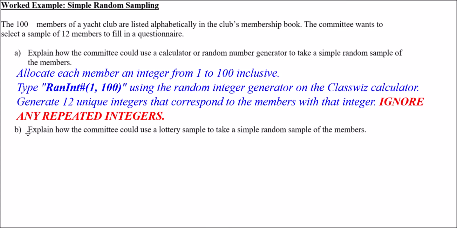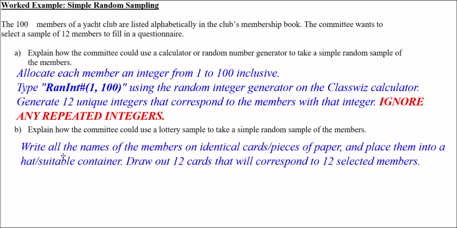Part B, explain how the committee could use a lottery sample to take a simple random sample. Similar idea, just without using a calculator. Rewind 100 years, if you didn't have a calculator, how could we get a similar result? We could write all the names of the members on identical cards or pieces of paper and place them into a hat or some sort of suitable container. I mean, who has a top hat now anyway? Then draw out 12 cards, and those 12 cards will correspond to the 12 selected members.